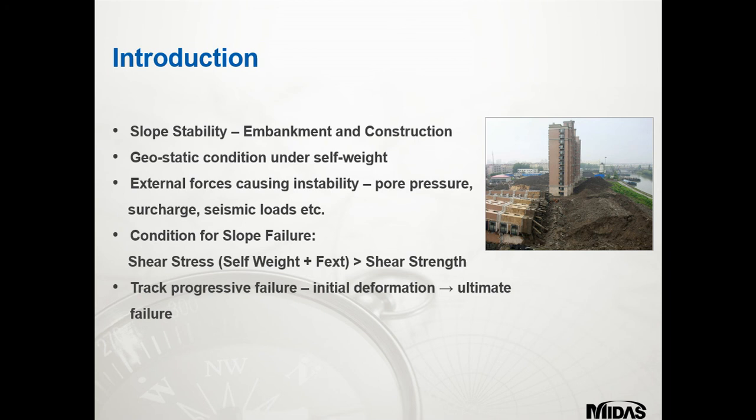In any slope stability analysis, the important task is to account for the progressive failure surface. The failure starts as an initial deformation, which then propagates throughout the whole slope, causing the ultimate failure.